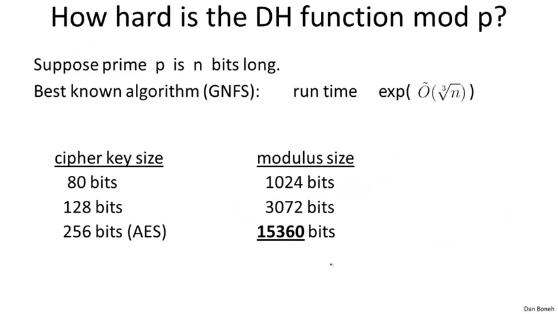So let me show you what's known about this. Suppose the prime happens to be n bits long. In our case, say n is 2,000 bits. It turns out the best known algorithm for computing the Diffie-Hellman function is actually a more general algorithm that computes the discrete log function, which we're going to talk about next week. But for now, let's just say that this algorithm computes the Diffie-Hellman function. The algorithm is called the general number field sieve.